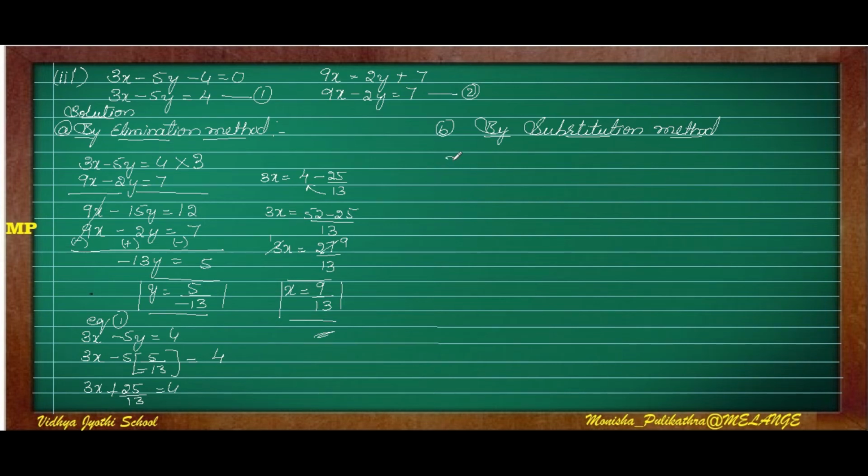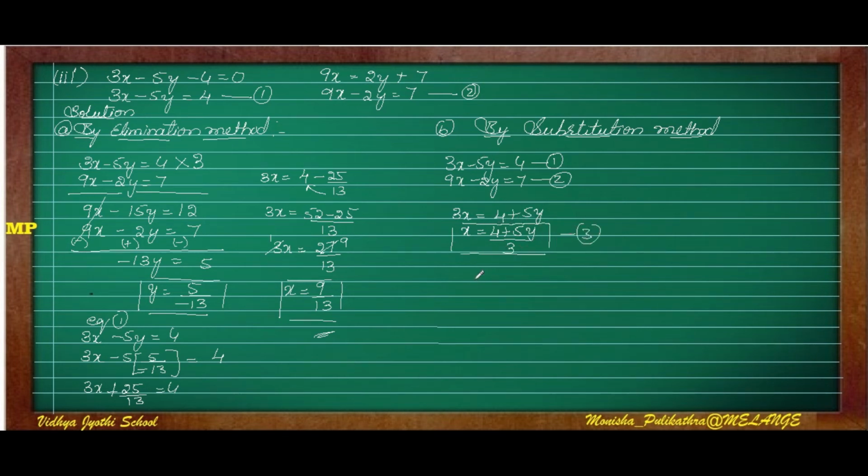So here the first equation is 3x minus 5y is equal to 4, which is equation 1, and the second equation is 9x minus 2y is equal to 7, equation 2. Here the first equation I will be rearranging: 3x is equal to 4 plus 5y. So x is equal to 4 plus 5y divided by 3. So this is the value for x. This will be taken as equation 3.